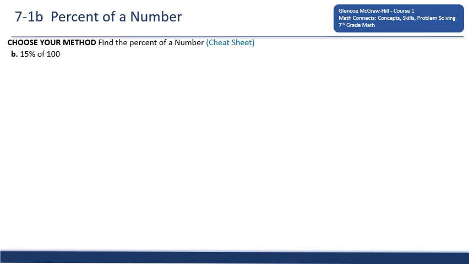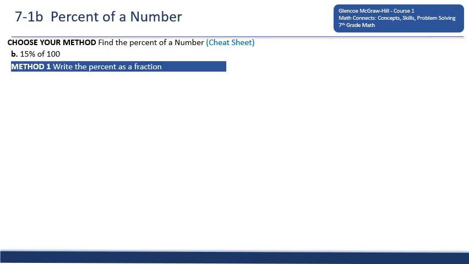15% of 100. Method 1, write the percent as a fraction. 15% will be 15 over 100. And we can simplify that down to 3/20ths using the GCF of 5. So if we take 3/20ths of 100, we know "of" means multiplication. 3/20ths times 100. And if we simplify 100 with 20, we get 5 and 1. 3 times 5 is 15.